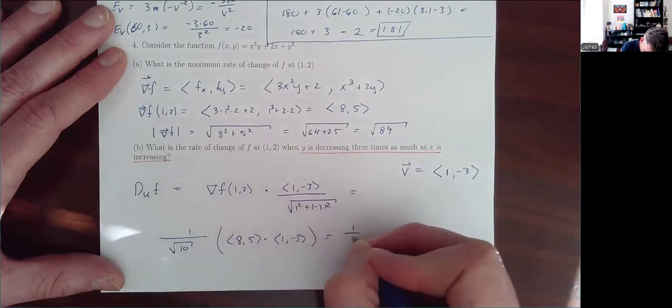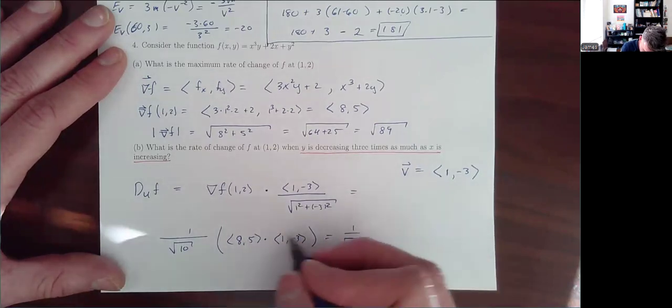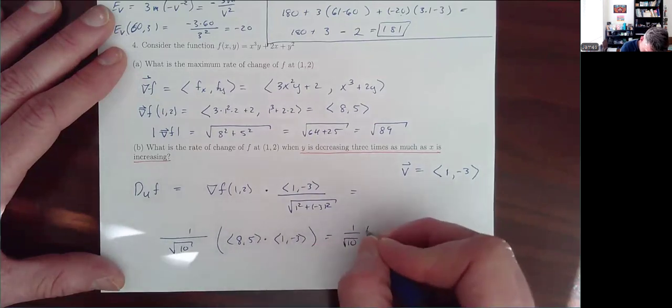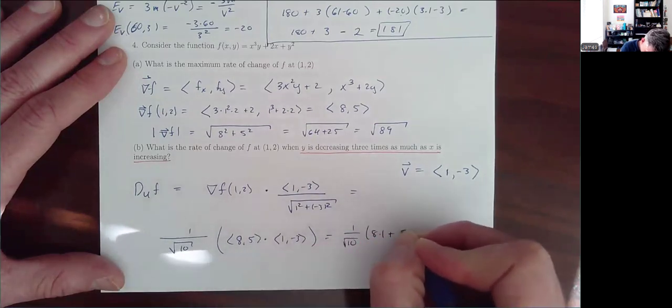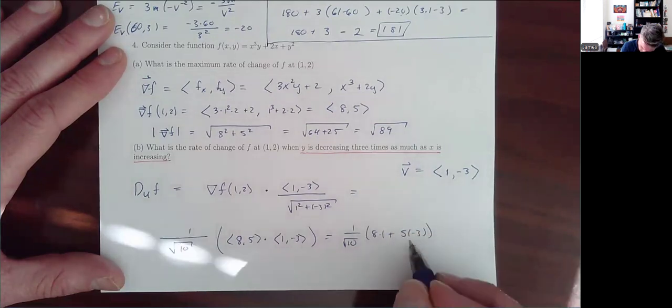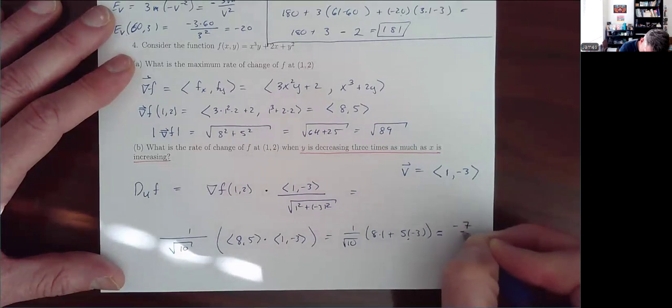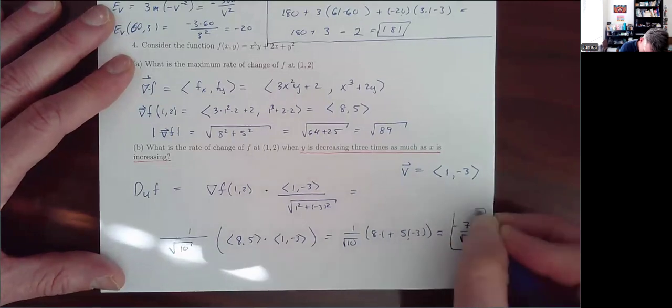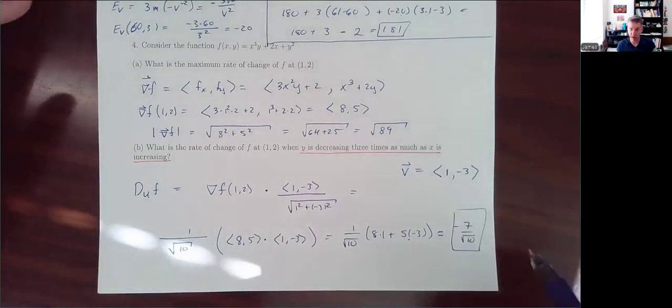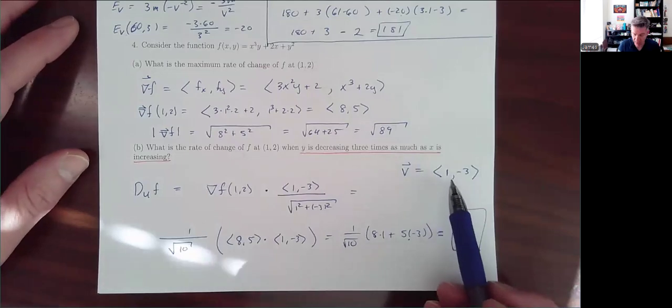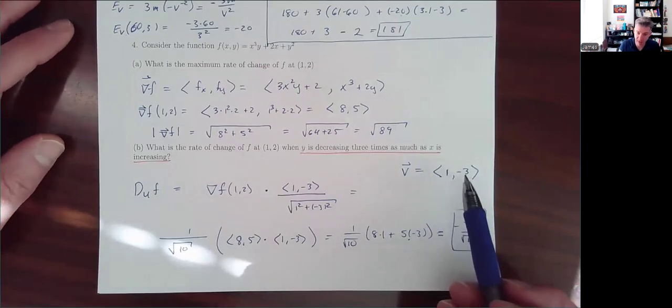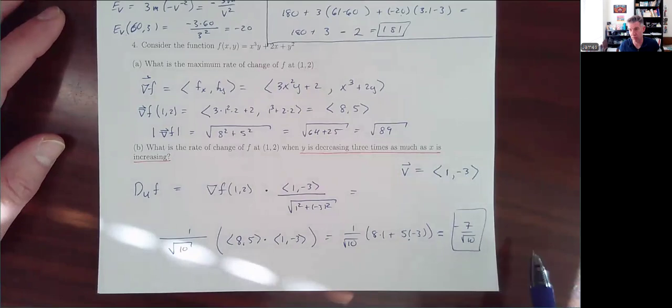That's going to be 1 over root 10, times 8 times 1 plus 5 times -3. That's going to be -15 plus 8, which is -7. So we get -7 over the square root of 10. So again, what that's telling us is that in the direction of the vector 1, -3, the slope of the surface is -7 over root 10.